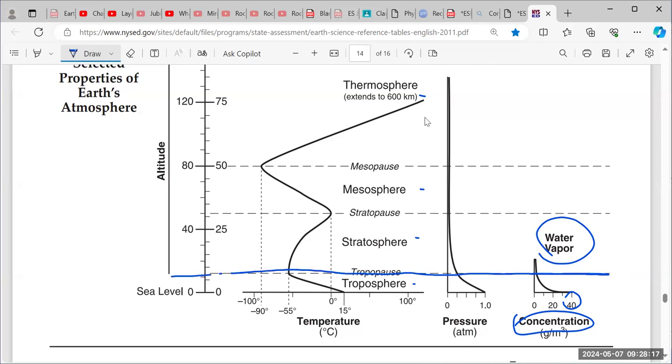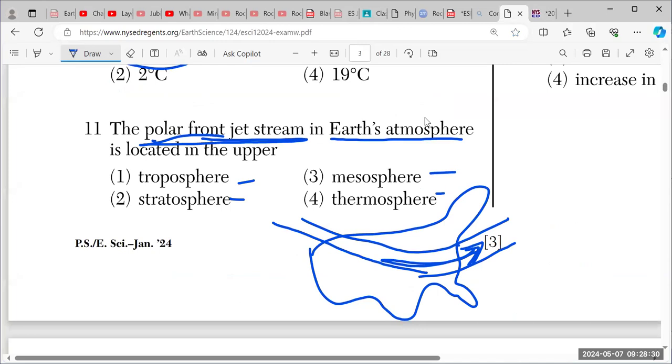And so just like most of the weather phenomena that even occur on Earth actually occur in the troposphere. That's where most of our weather phenomena occurs, in the troposphere. So the correct answer is choice 1.